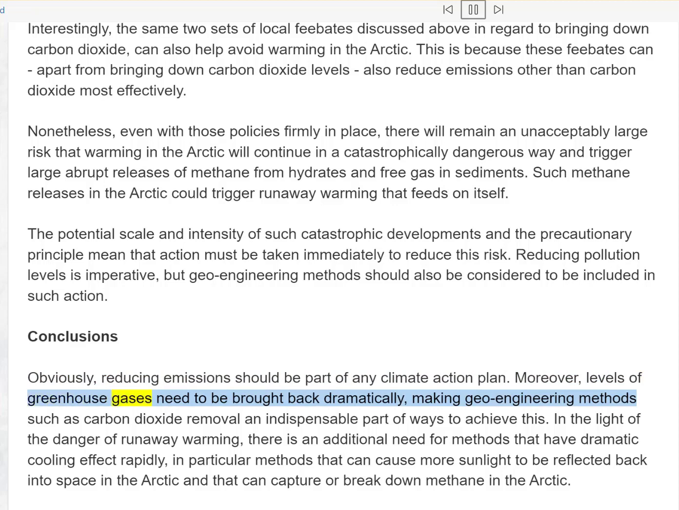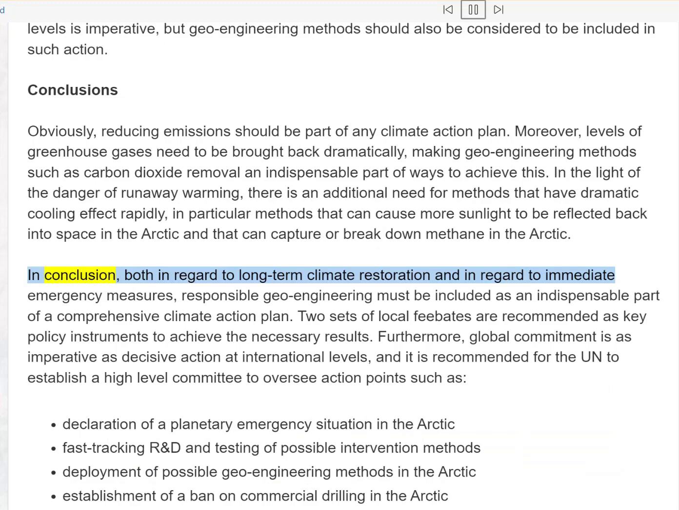Moreover, levels of greenhouse gases need to be brought back dramatically, making geoengineering methods such as carbon dioxide removal an indispensable part of ways to achieve this. In the light of the danger of runaway warming, there is an additional need for methods that have a dramatic cooling effect rapidly, in particular methods that can cause more sunlight to be reflected back into space in the Arctic and that can capture or break down methane in the Arctic. In conclusion, both in regard to long-term climate restoration and in regard to immediate emergency measures, responsible geoengineering must be included as an indispensable part of a comprehensive climate action plan. Two sets of local feebates are recommended as key policy instruments to achieve the necessary results.